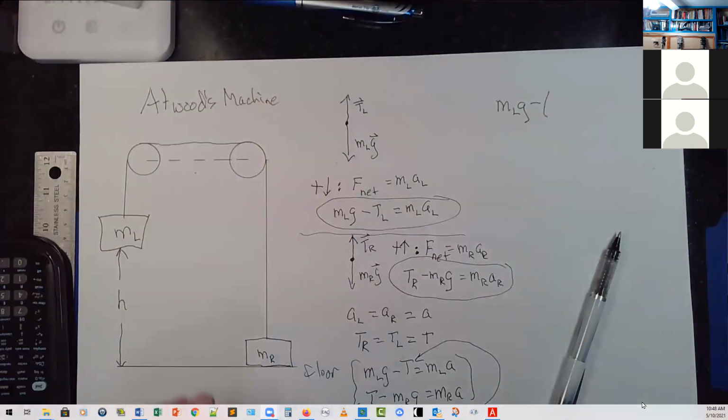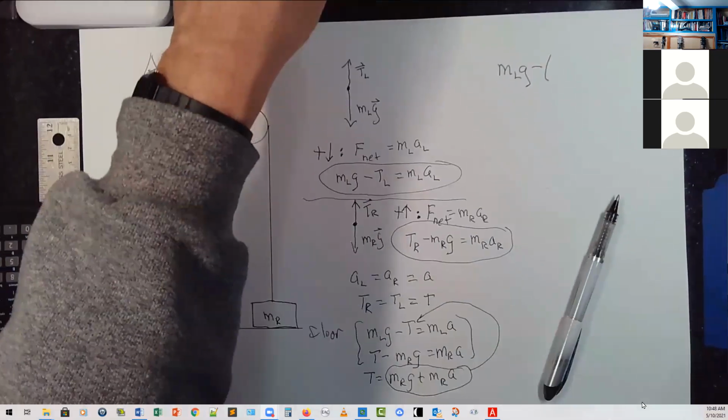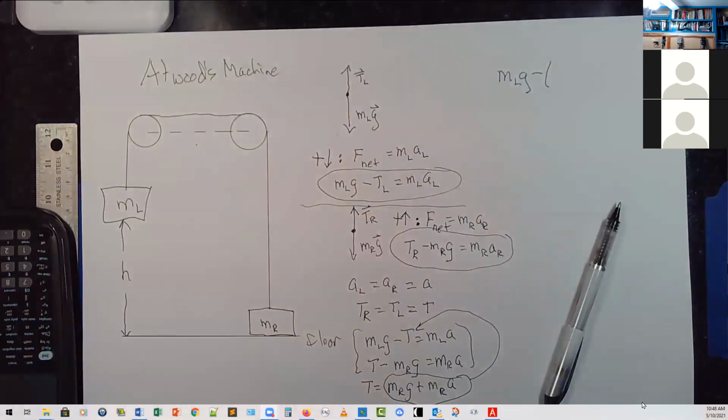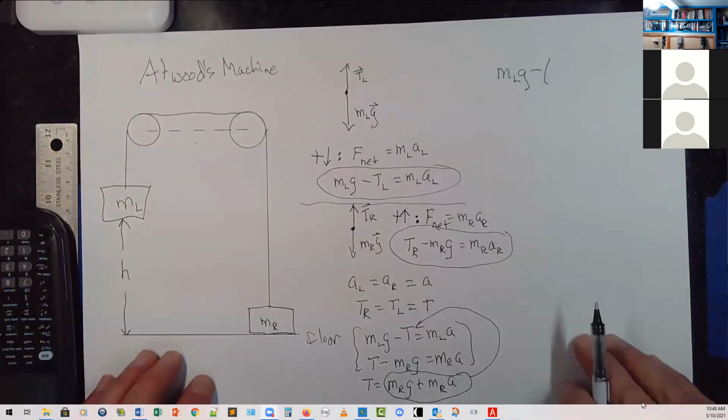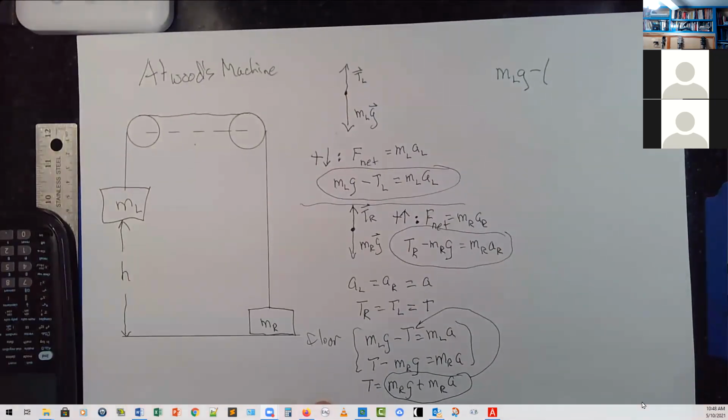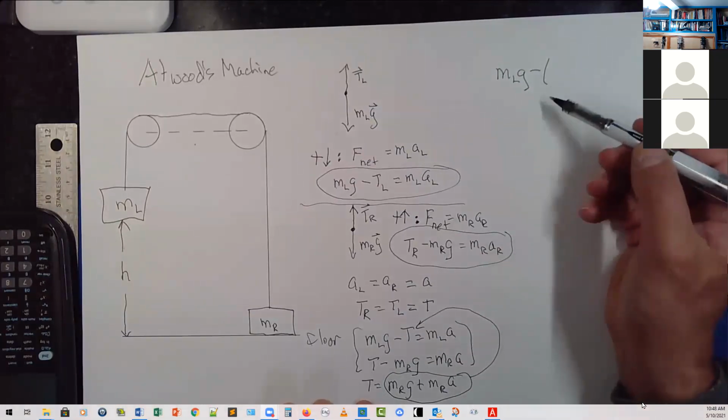How's that? Let's see. Now you can't quite see the bottom. Better? Sort of. Yeah, pretty much. Okay. We can still see the bottom equation here. And now we're up there.